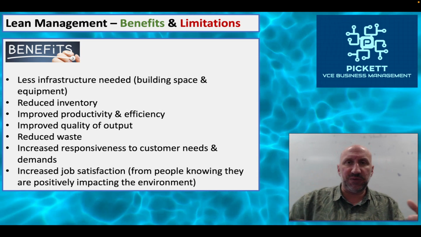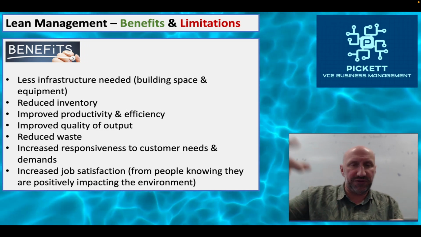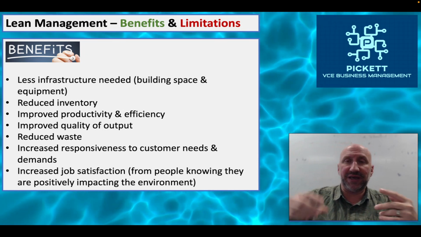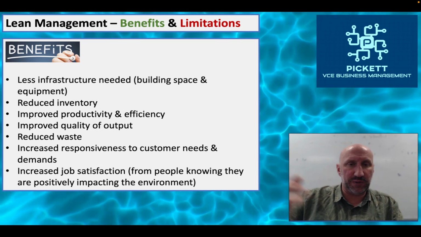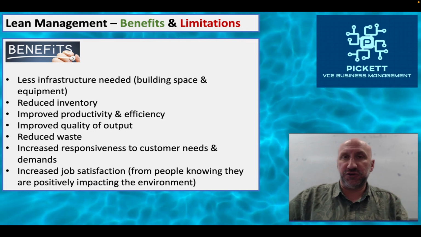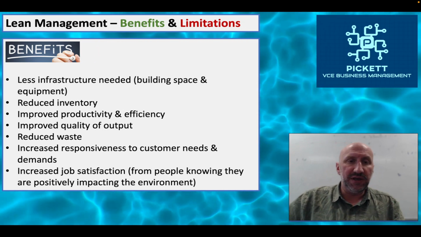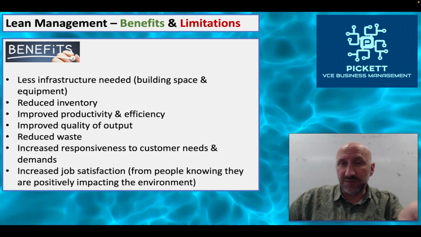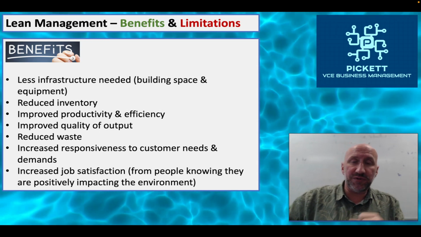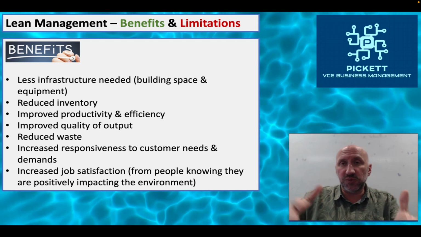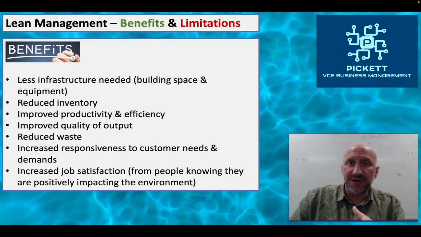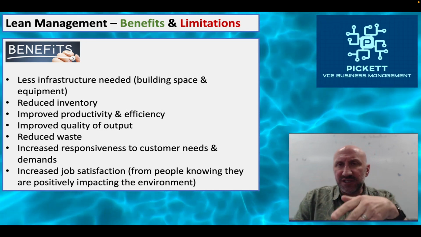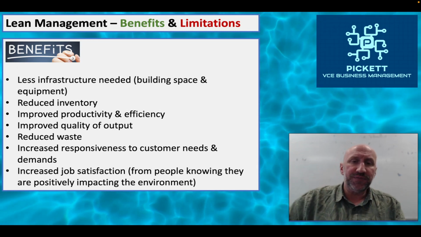Improve productivity and efficiency. We talked about that multiple times as you went through the different principles. There's lots of links to that. Improve quality of output. Again, we've talked about that multiple times as we went through the different principles. Reduced waste. Again, ditto. Increase responsiveness to customer needs and demand. That was mentioned through a couple of those principles as well. This idea that we're matching production with demand, and we can adjust production more quickly if we're implementing Takt, where we can speed things up, slow things down.